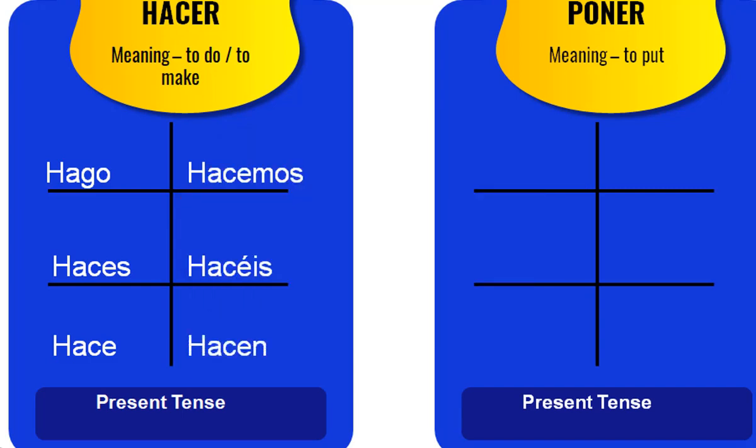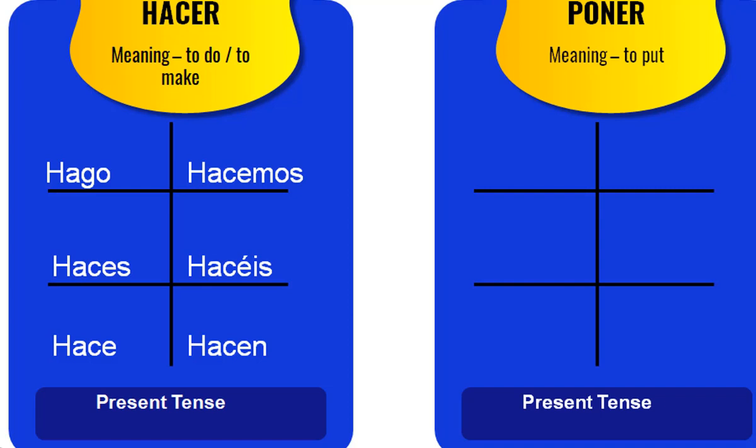So let's repeat one more time. Hago, haces, hace, hacemos, hacéis, hacen. I do, you do, he does, she does, you do, we do, you all do, they do, or you all do. Now coming on to the verb poner, which means to put or to put on.